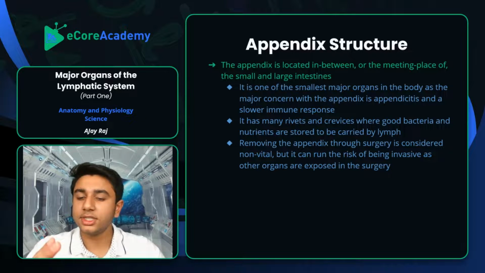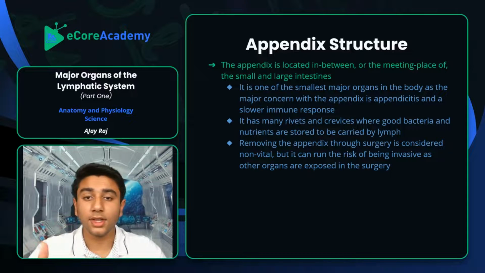It has many rivets and crevices along it, so it's very riveted, just like your brain is, where good bacteria and nutrients are stored to be carried by lymph. So it essentially uses those crevices to house the bacteria that can then be carried by lymph when it transports through that organ, through the large and small intestines, back to the rest of the body.